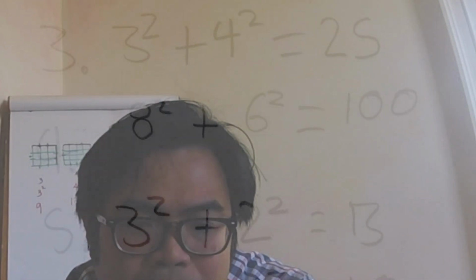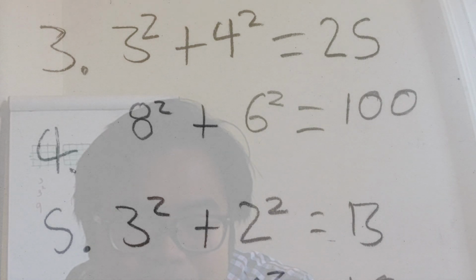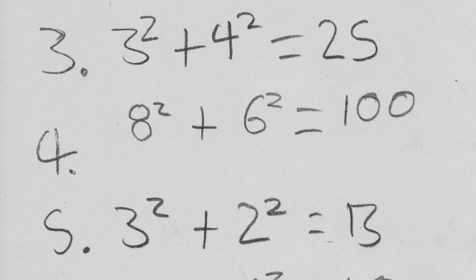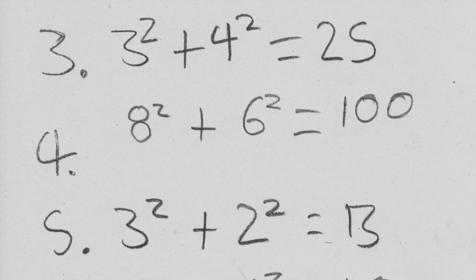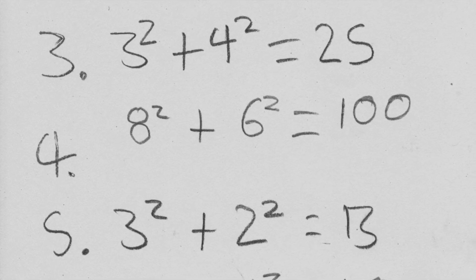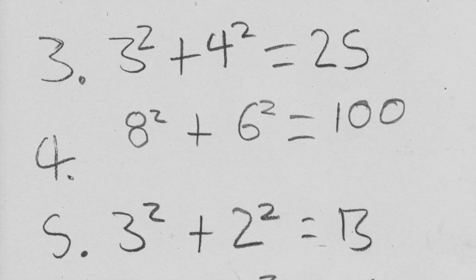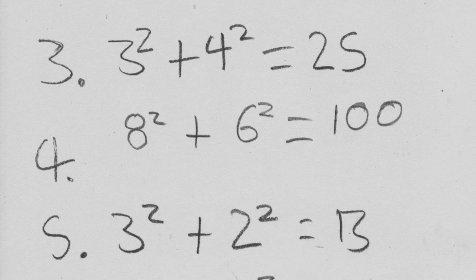And there is another example here. 3 squared and 4 squared is 25. And that's the example I just did on the board now. Now this one is 8 squared is 64. And 6 squared is 36. So if you add those, would they equal 100?